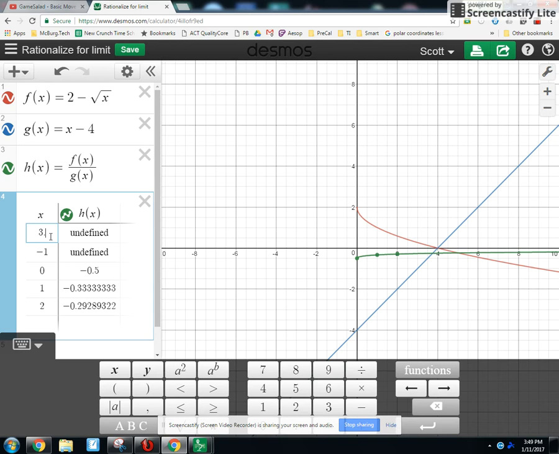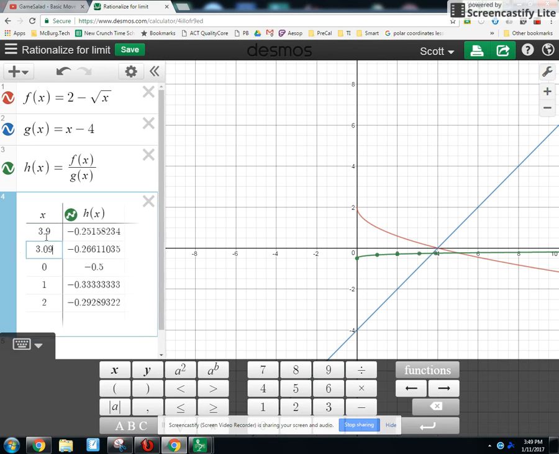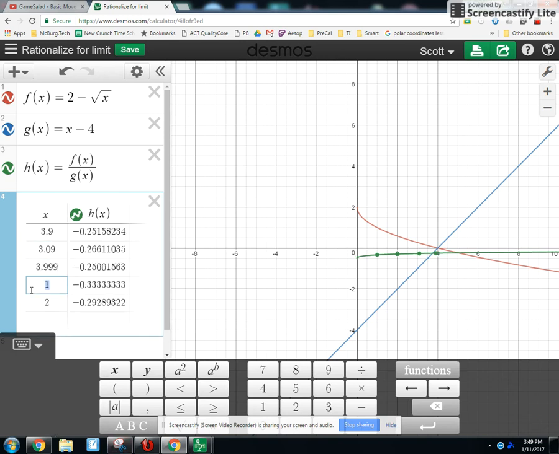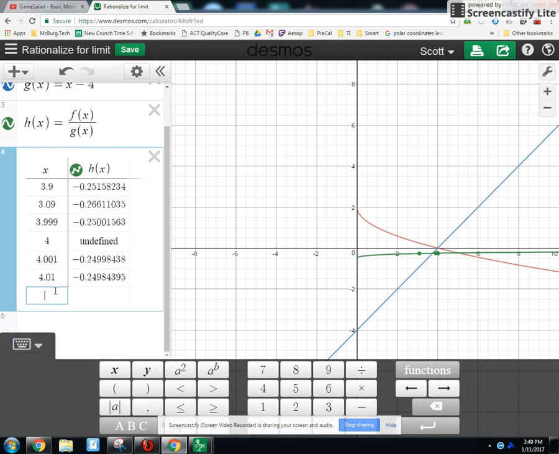So I want 3.9. I'm going to put in also the point 3.99. I'm going to put in 3.999. I'm going to go with 4, 4.001, 4.01, sorry, and last but not least 4.1. Okay, we can tell from the table, it looks like 3.9 and then 3.99, sorry, this should be a 9.